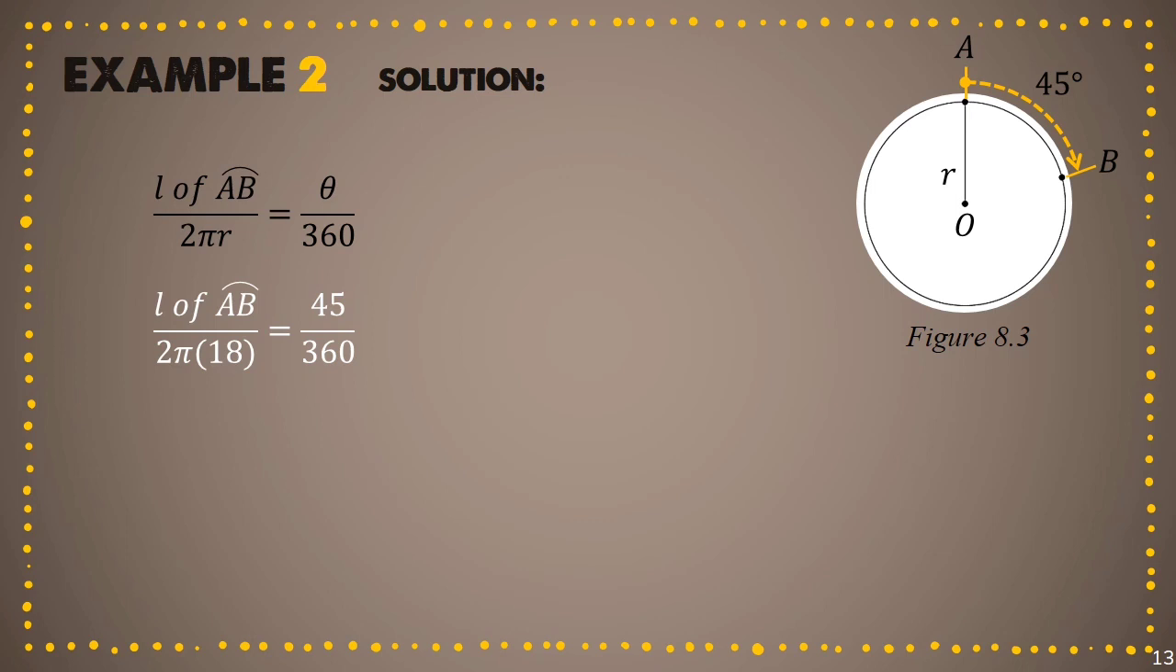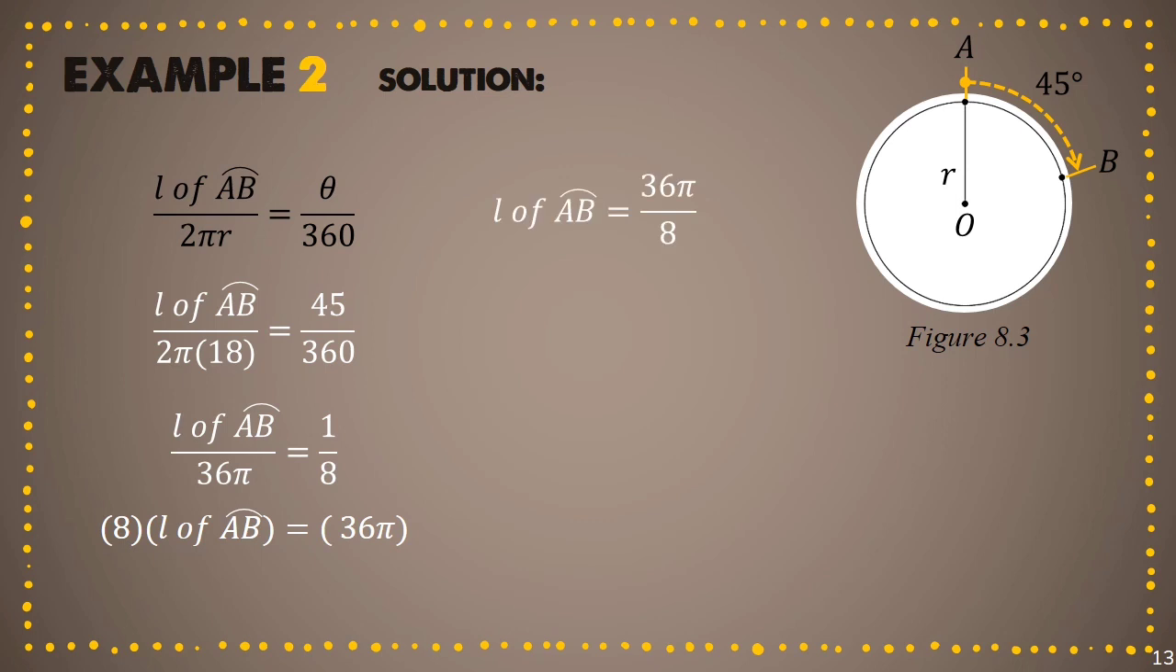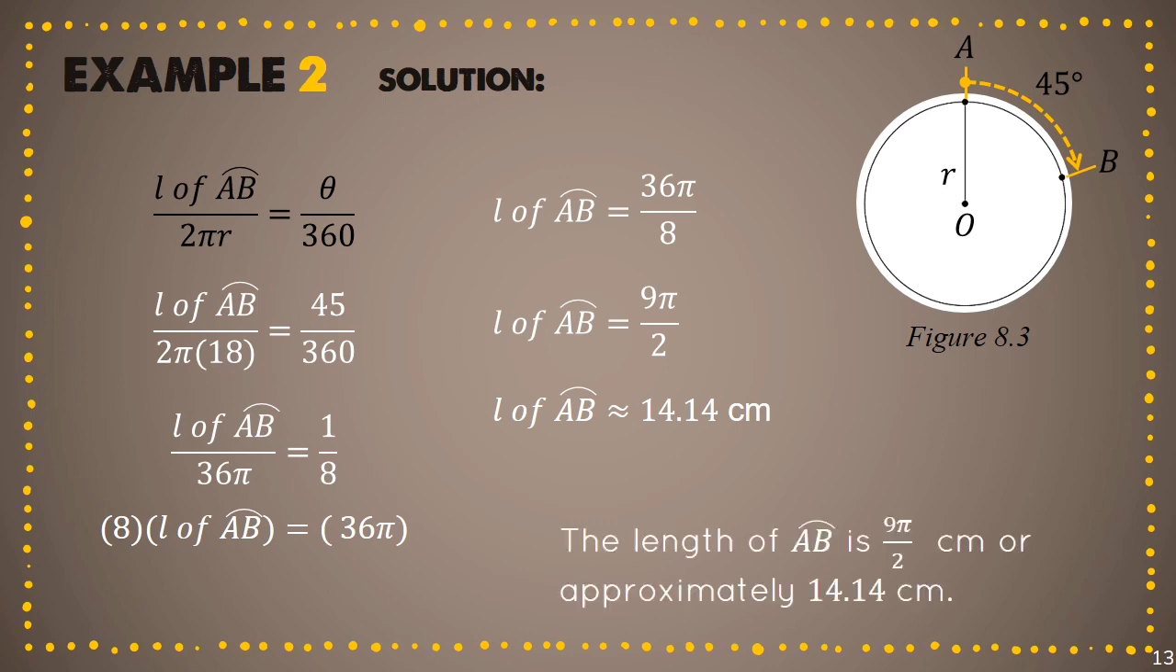Simplifying both sides of the equation, we have length of arc AB over 36 pi is equal to 1/8. Using the multiplication property of equality, or simply cross multiplication, we have 8 times the length of arc AB is equal to 36 pi. Further solving for the arc length, we have 36 pi over 8. Expressing our answer in lowest term, we have 9 pi over 2, which is approximately equal to 14.14 centimeters. Therefore, the length of arc AB is 9 pi over 2 centimeters, or 14.14 centimeters.